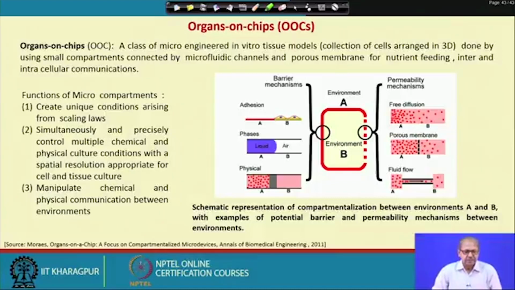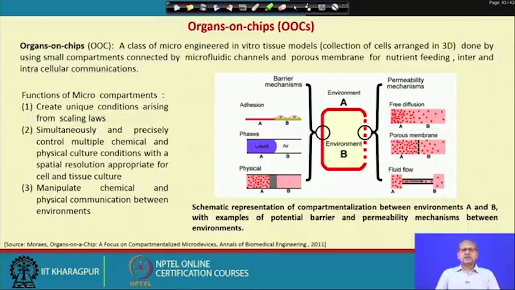Organ on chip means a class of micro engineered in vitro tissue models made using small compartments connected by microfluidic channels and porous membrane for nutrient feeding, and inter and intracellular communication. Now, what do you mean by micro compartments? We know that different types of cells come together to make a tissue. Tissues are organized into an organ, then an organ system, then the whole living system.